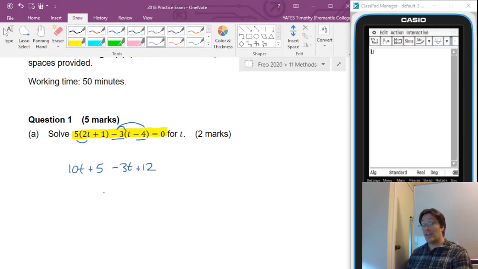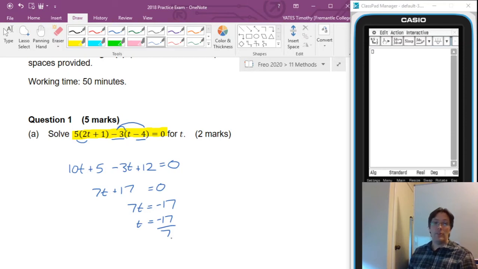10t take 3t is 7t. 5, remember this is all equal to 0. 5 plus 12 is 17. We rearrange, so we get t on its own, and then we get t equals negative 17 over 7.